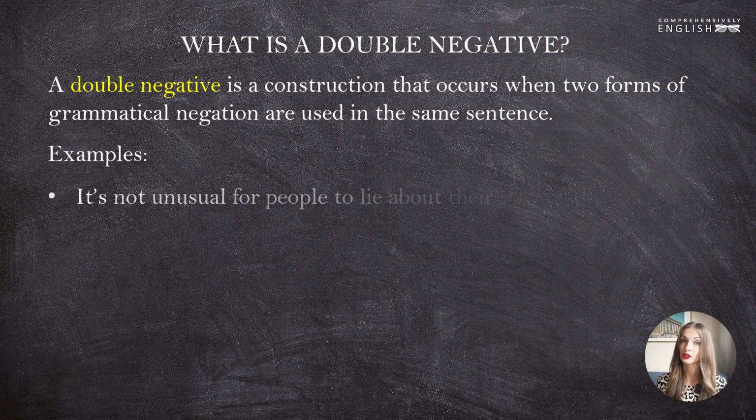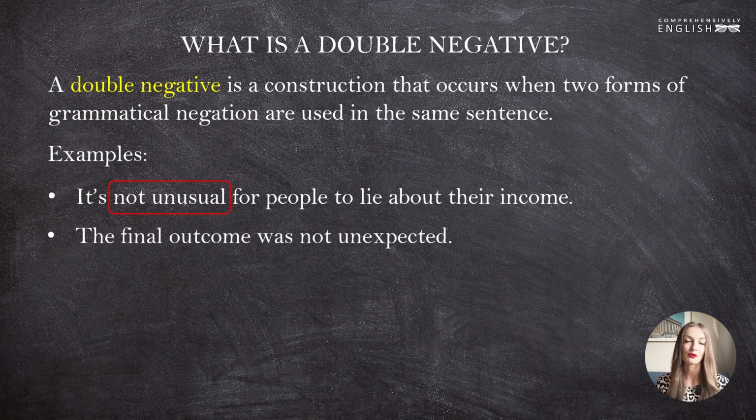Examples. It's not unusual for people to lie about their income. In this sentence, we have two forms of grammatical negation. The first is the particle not, the second is the negative prefix un in the adjective unusual. So together they create a double negative. It's not unusual for people to lie about their income. This sentence actually means it is usual, it is typical for people to lie about their income.